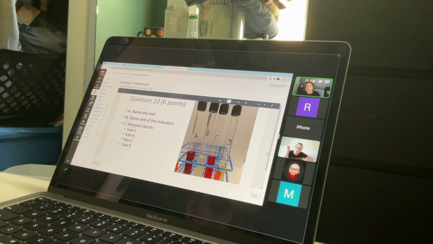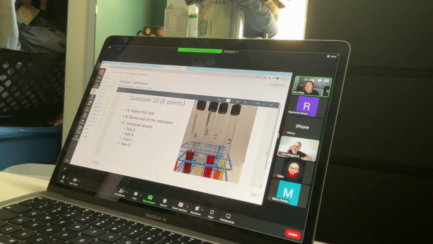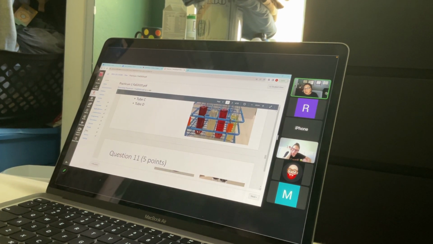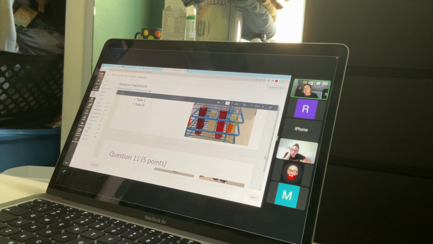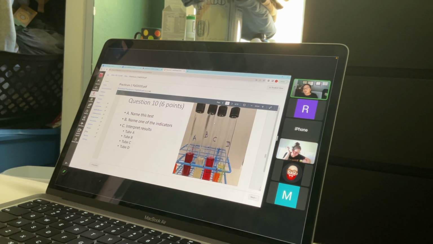So on the practicum, make sure you look: is there any sign of zinc being added? If it's not on the side of the tube, look underneath the tube. Is there any sign of zinc being added? Zinc is going to react with nitrate. And when zinc meets nitrate, it's going to change the broth color to a red color.